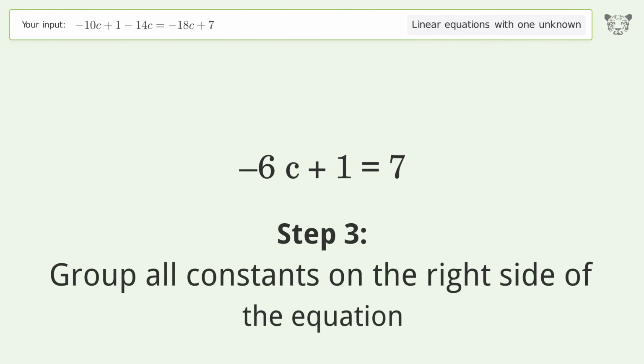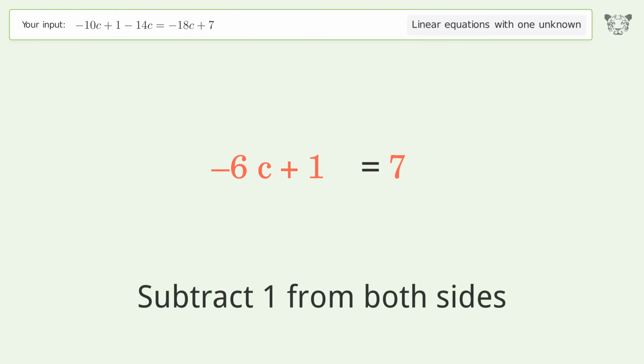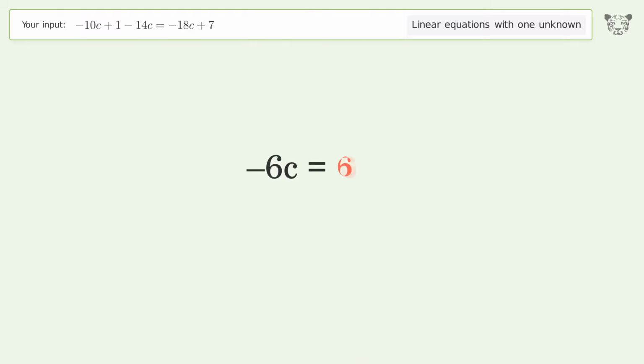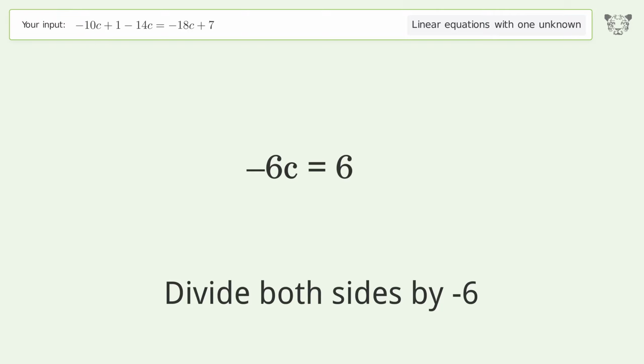Group all constants on the right side of the equation. Subtract 1 from both sides. Simplify the arithmetic. Isolate the c. Divide both sides by -6.